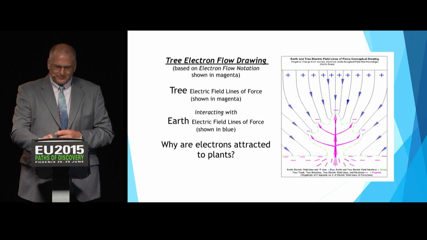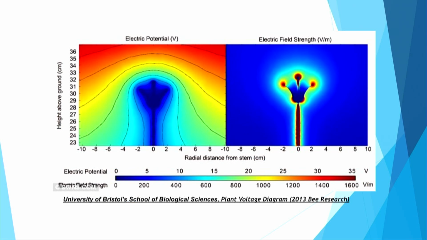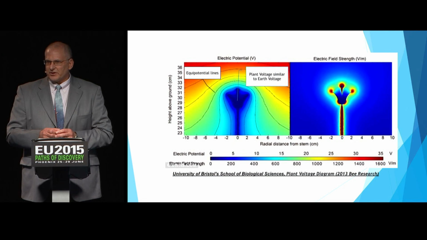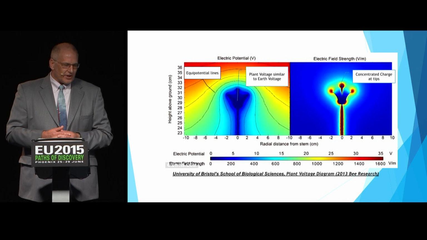So here's a diagram from the University of Bristol School of Biological Sciences, plant foliage diagram, 2013 bee research. Many of you probably remember seeing this a couple years ago online. The diagram on the left is electric potential, and you can see the equipotential lines. And you can't see the earth foliage here, but the plant foliage seems similar to the earth foliage on this scale. And that fits with what my recordings were. Most of my voltages were less than 1 volt. And on the other side, you can see the concentrated charge at the tips.